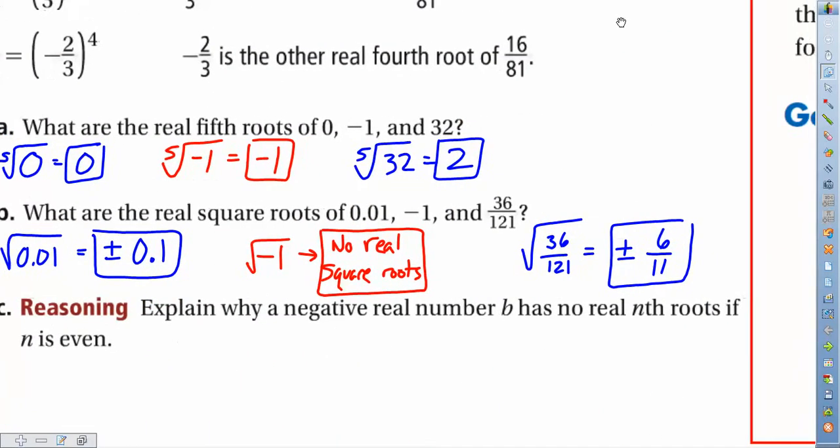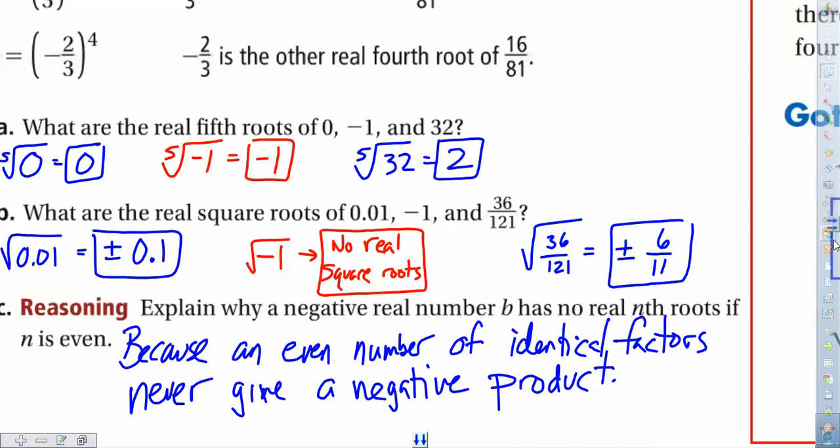Well, quite simply put, if we put an even number of identical factors and multiply them together, the answer is always going to be positive. It's never going to be negative, right? Think about it. You put an even list of negative numbers together and multiply them all together. I don't care what number you give me, you're always going to end up with a positive answer and never a negative answer. Okay?